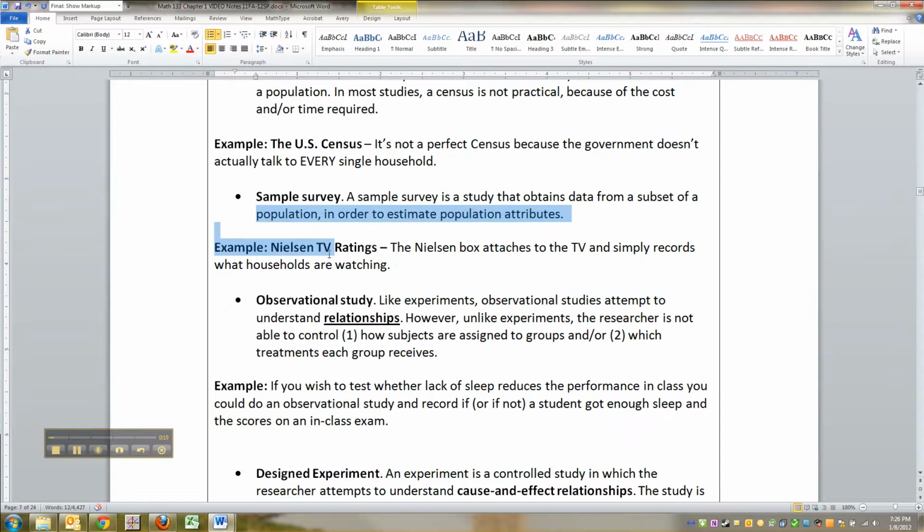Sample surveys are even cheaper than that. Sample surveys are the cheapest one out here. That's why they get done the most. Gallup poll, CNN poll, Fox News poll, BBC News Service poll, pick a poll. Those are all sample surveys, right? They're the cheapest things to produce.